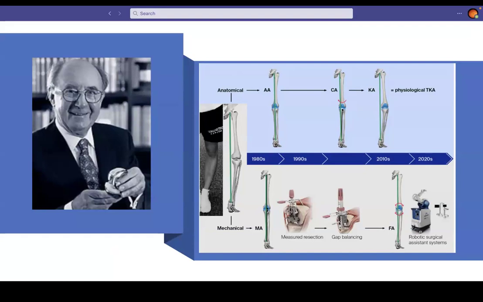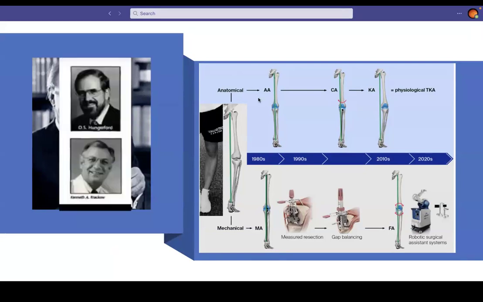So Hungerford and Krackow introduced the anatomical alignment in 1985. In the anatomical alignment, the joint line is more oblique and the neutral limb axis is recreated. It is a more physiological kind of total knee arthroplasty because there is a medial sloping joint line like the native knee. The problem with this was that the joint line obliquity varied in the population. So there came a need for other patient-specific alignment strategies like constitutional alignment, kinematic alignment, etc. And towards the end of 2010, functional alignment came into existence.